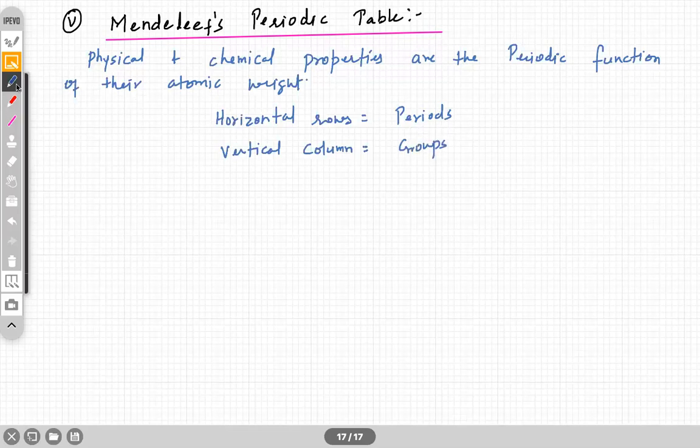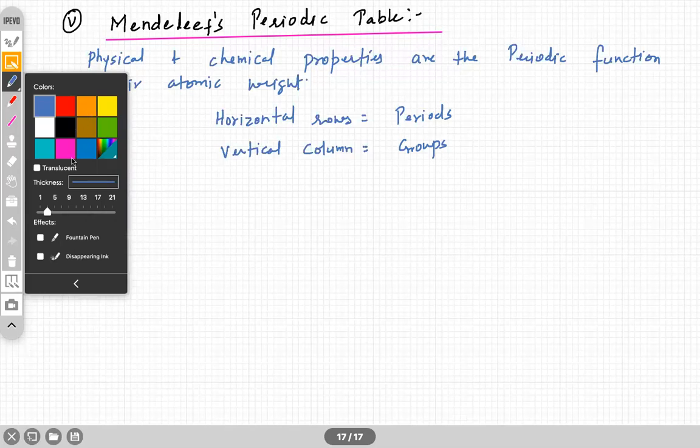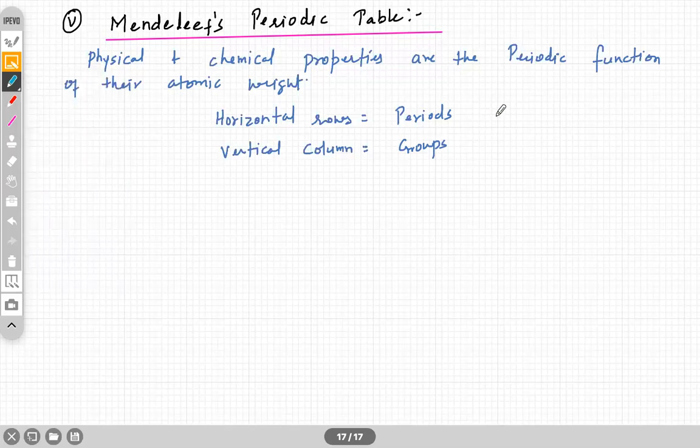So when he gave this particular theory, there are a total of 7 periods in the Mendeleev periodic table. There are 7 periods present. This also they ask in exam. And if you talk about the columns, that is groups, there are 8 groups. Only 63 elements were known, 7 periods and 8 groups were present at that time.